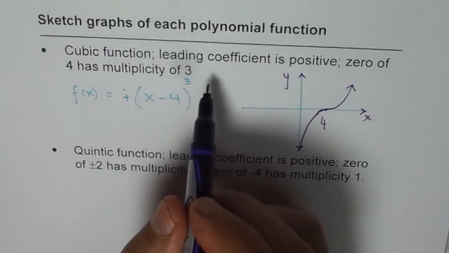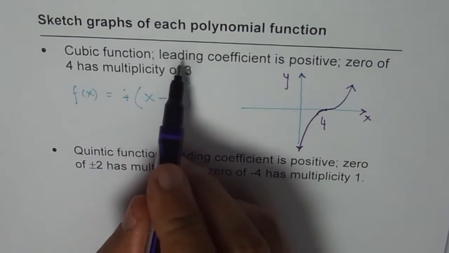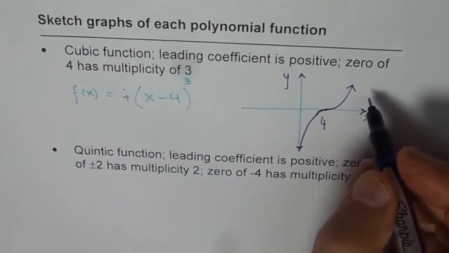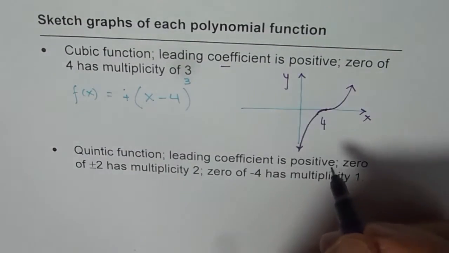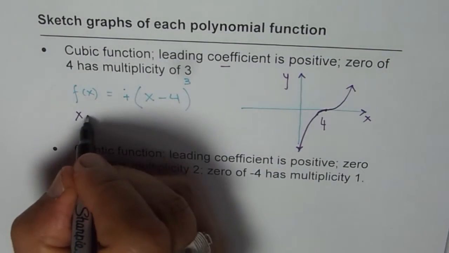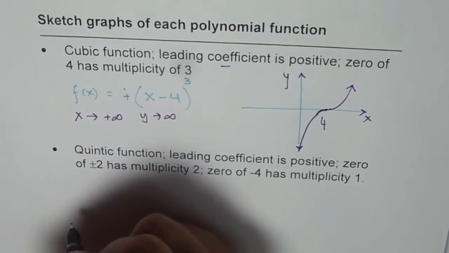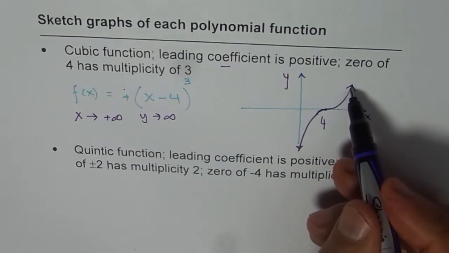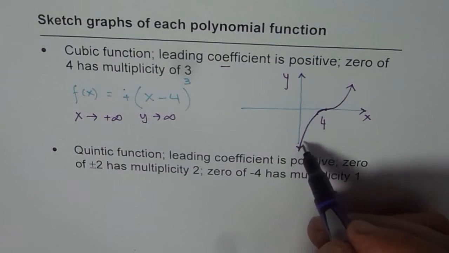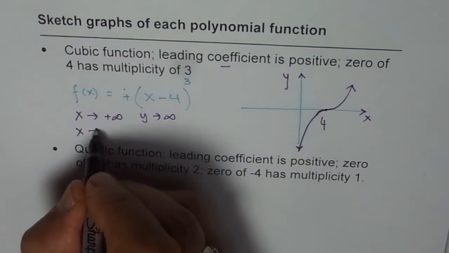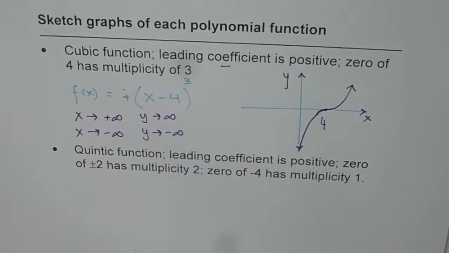So let's analyze this. Cubic function, that's the cubic function. Leading coefficient is positive, that means right side up. So positive leading coefficient defines the end behavior. That is, if x approaches positive infinity, y approaches positive infinity. And since the right side is up and it's an odd degree function, the other end will go towards the opposite end. So when x approaches negative infinity, y approaches negative infinity.